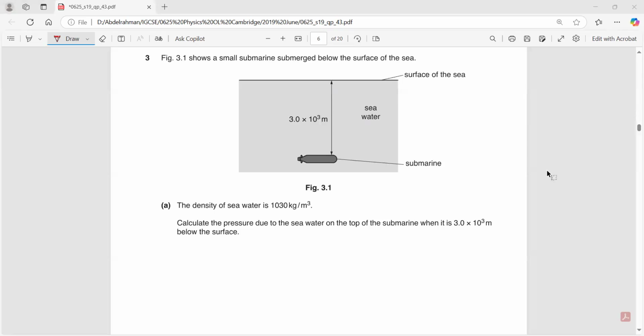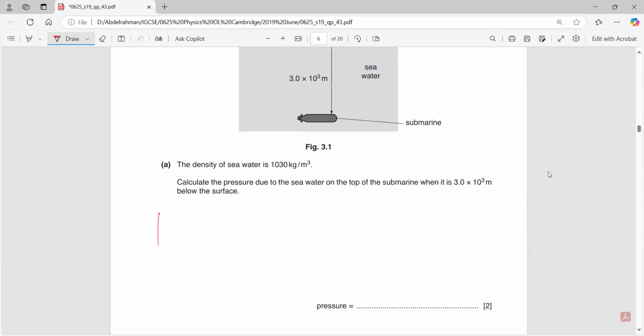Even if you add the atmospheric pressure in this question, it wouldn't really matter that much. Why? Because it's already at a distance of 3,000 meters below the surface of the sea, which would give you an extremely huge pressure. I guess it would be in the megapascals. Let's calculate it.